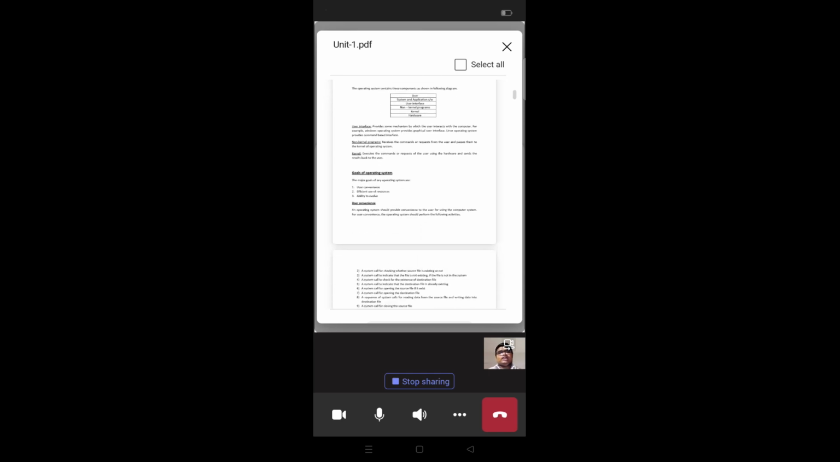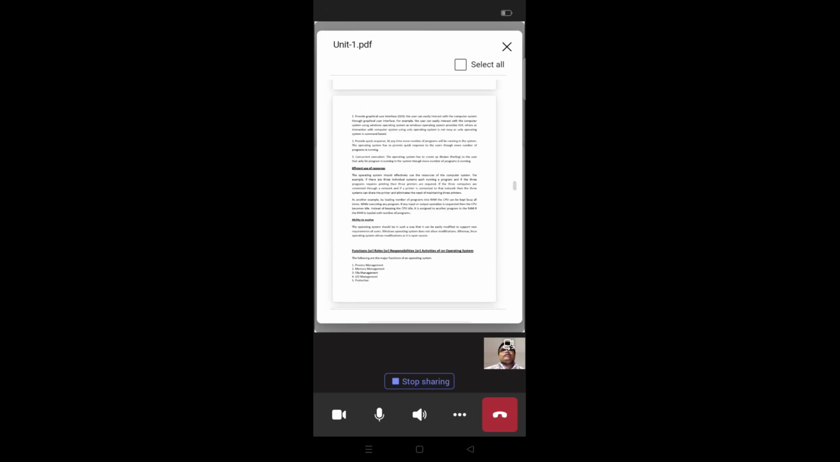To provide convenience to the user, it provides a graphical user interface, GUI. The user can easily interact with the computer system through graphical user interface. For example, it is easy to interact with the computer system using Windows operating system as Windows provides GUI, whereas interaction with the computer system using Unix operating system is not easy. It is based on the command prompt.